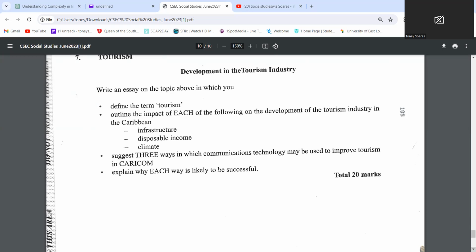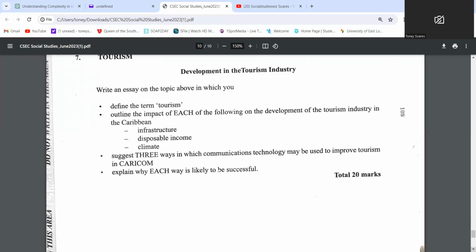Now, this says outline the impact of each of the following on the development of the tourism industry in the Caribbean. First, let's look at infrastructure. Adequate infrastructure, including transportation networks, accommodation options, and tourist facilities, is essential for supporting a thriving tourism industry. Well-maintained airports, roads, ports, and hotels make it easier for tourists to access and explore Caribbean destinations. Additionally, attractions such as museums, restaurants, and recreational facilities contribute to the overall visitor experience.